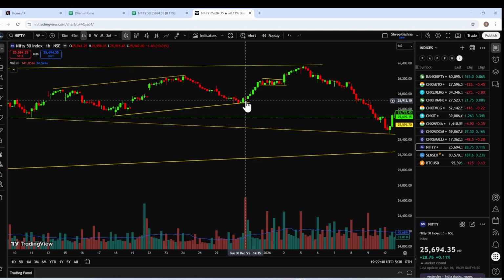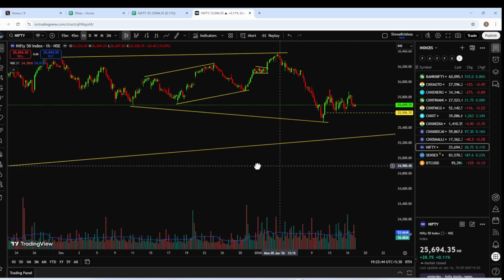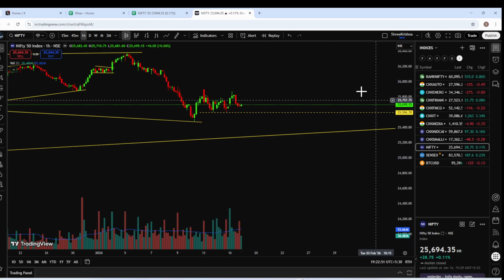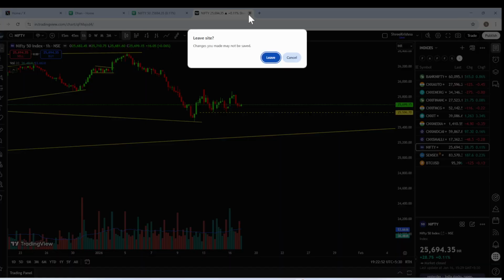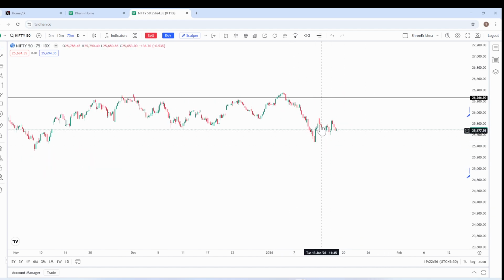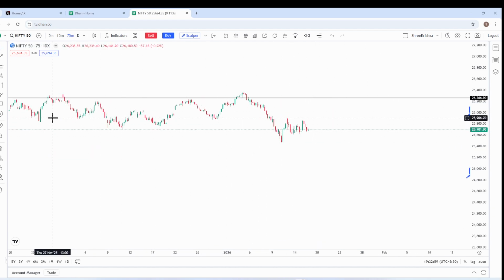Institutions, whenever they buy, they sell. They make a doji. They don't make big candles. A big candle comes only after the doji. So this is how basically you need to understand, and this is how you need to follow the system. Right, fine. Now you want to know how do you trade it.